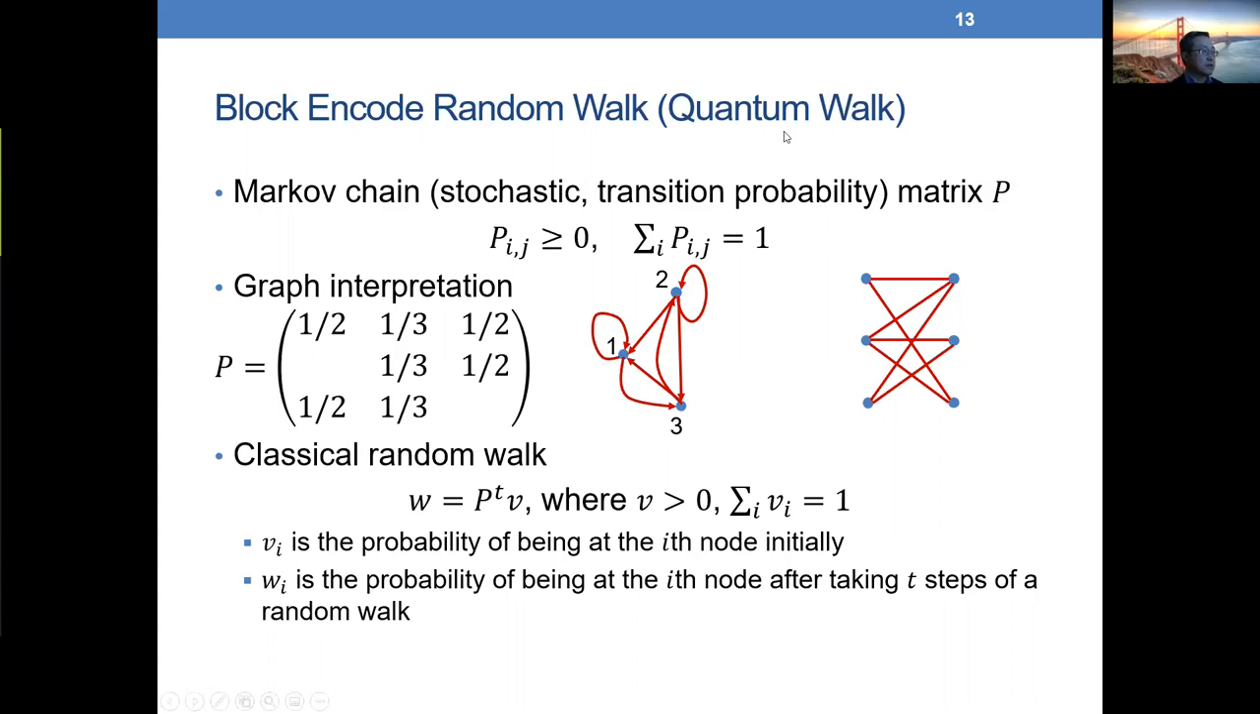It's sometimes called a stochastic matrix or transition probability matrix P.